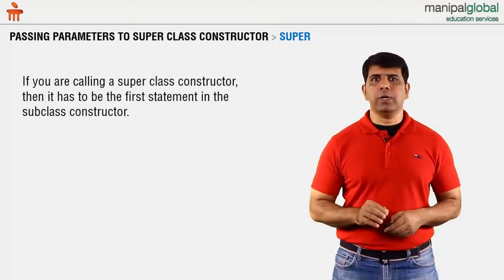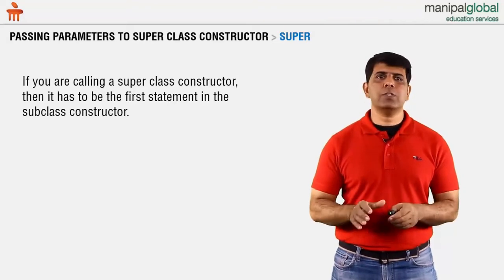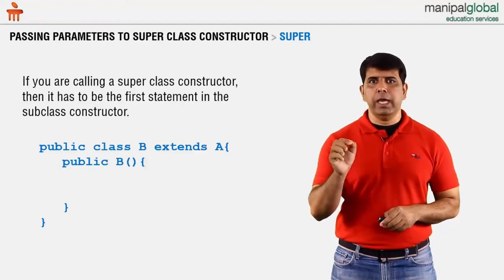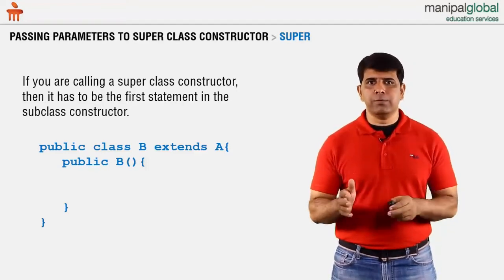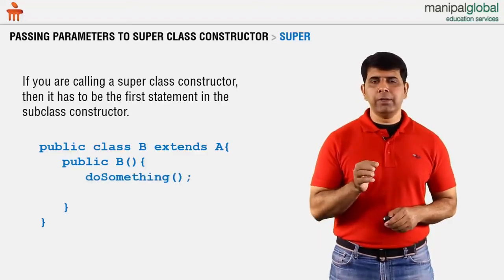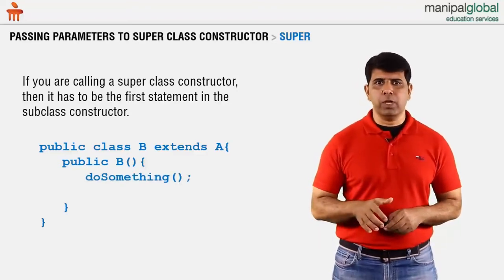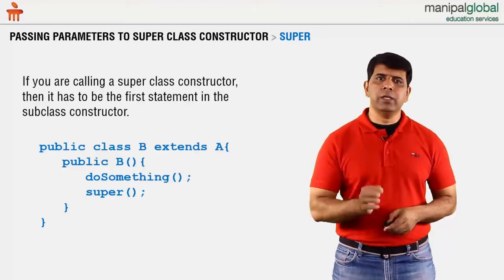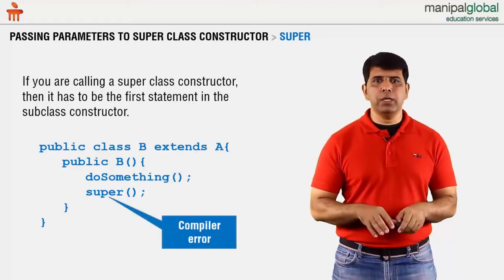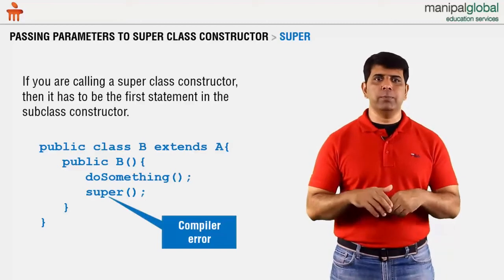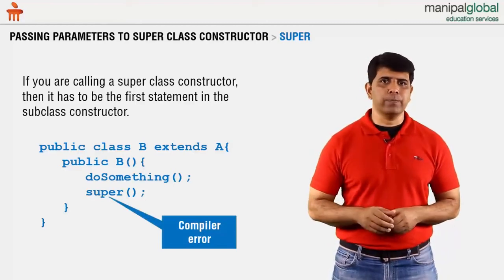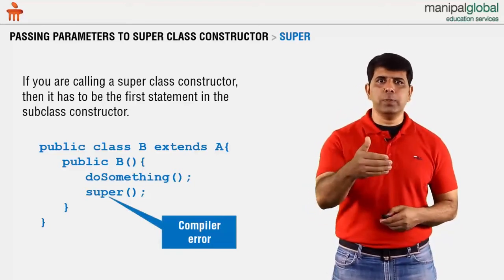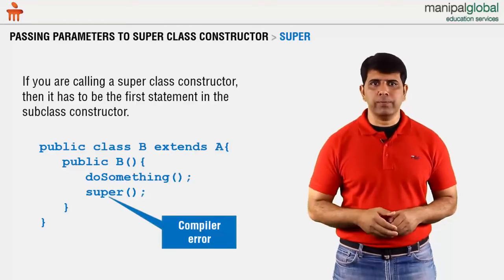Now, if you are calling a superclass constructor, it has to be the first statement in your subclass constructor. Here is an example. We have a class B extends A. We have the public B constructor definition, and I have here a method call, doSomething. It will invoke something and come back, and then I am trying to call the superclass constructor. Now here is a syntax error. The compiler knows that this is improper, so it is going to provide an error message to you. So we need to be careful when doing this. The only thing you need to do is switch this so that the super call comes before doSomething.